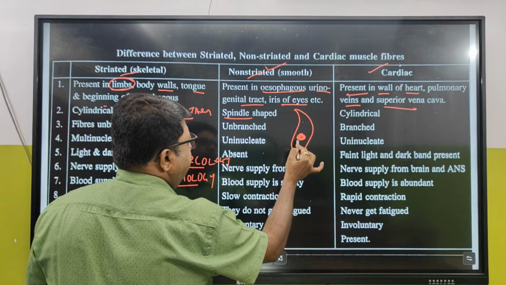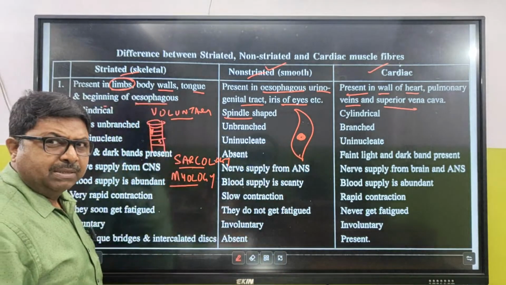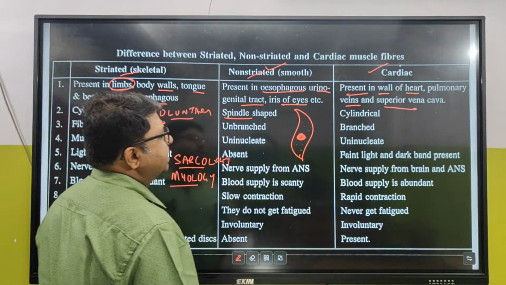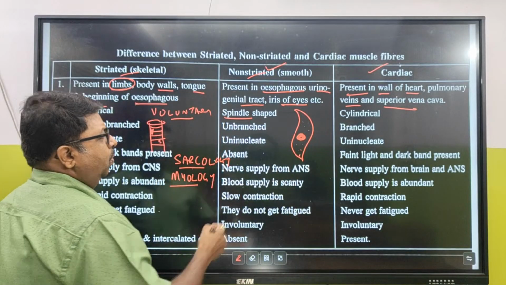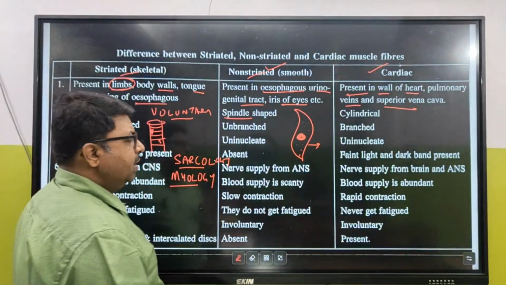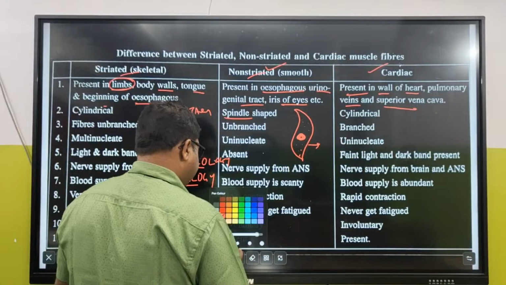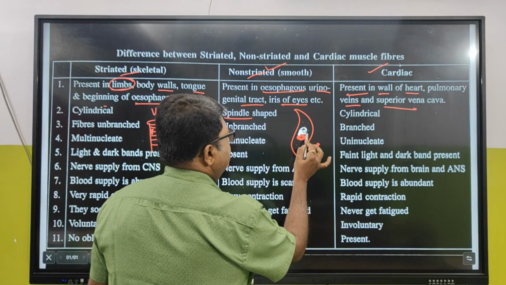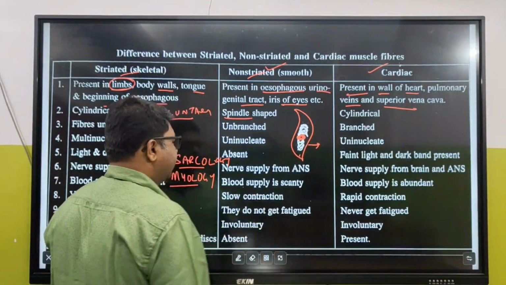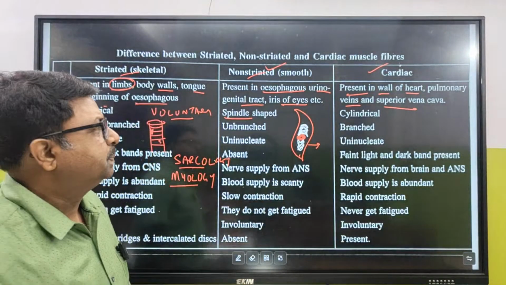Tell me the name of this cytoplasm. The cytoplasm is called sarcoplasm. Very good. What is the outer membrane of this muscle cell called? Sarcolemma. Inside these muscles, they have a reticulum. What kind of reticulum, endoplasmic or sarcoplasmic? Both are right. They have sarcoplasmic reticulum.